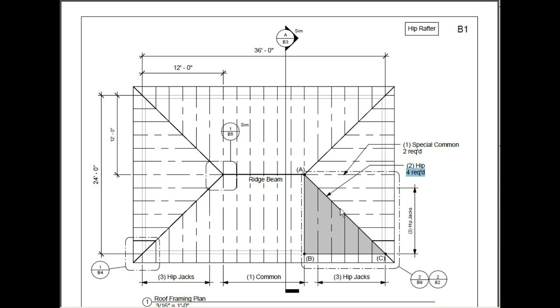Hip rafters we'll be using four of in each corner of the building, as indicated. And then we've got hip jacks that come off the hip rafters. And these are in each corner of the building, in the areas as indicated.